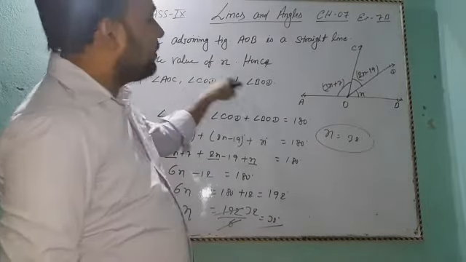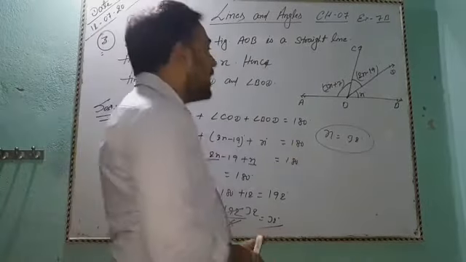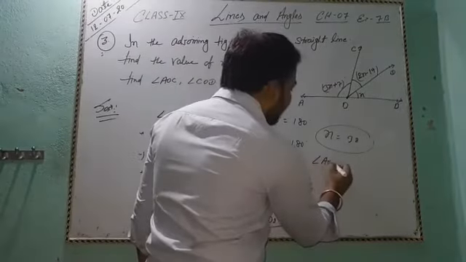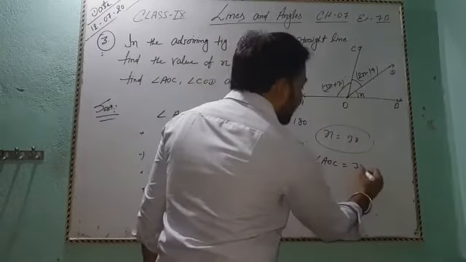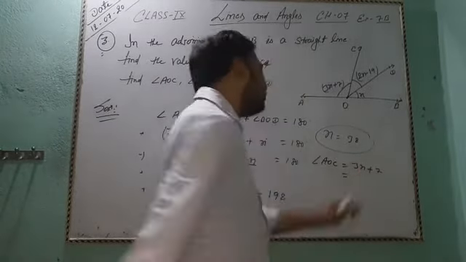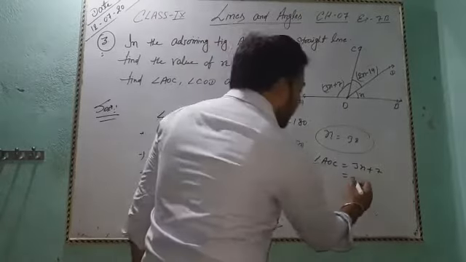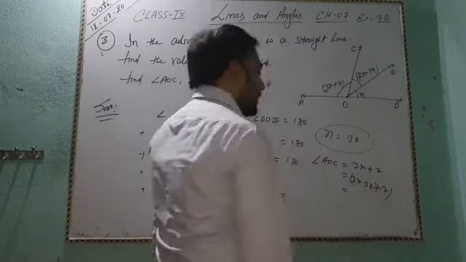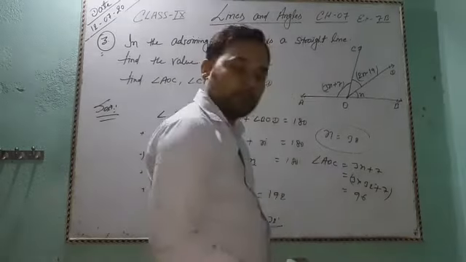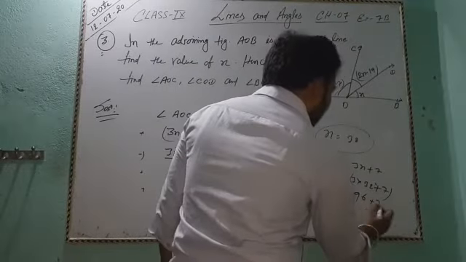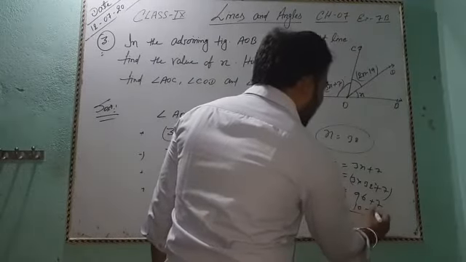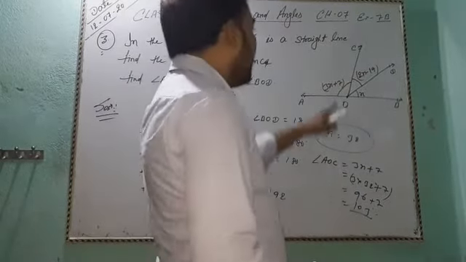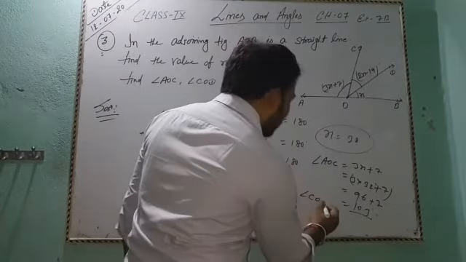Hence x equals 32 degrees. Now find the value of angle AOC. Angle AOC equals 3x plus 7 degrees. Put the value of x equal to 32 degrees: 3 times 32 is 96, and plus 7 is 103 degrees. So the value of angle AOC equals 103 degrees.